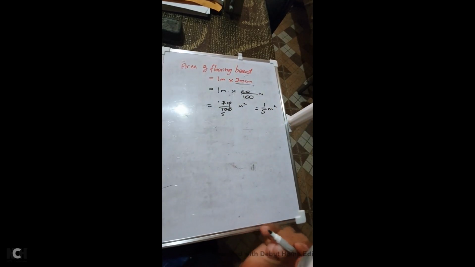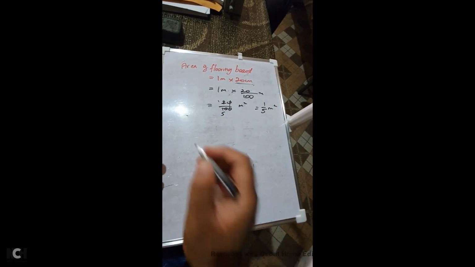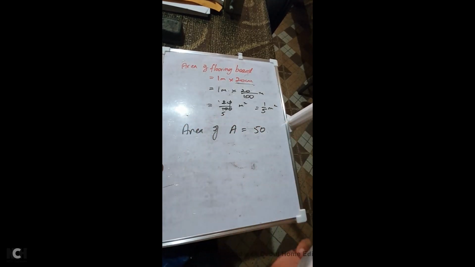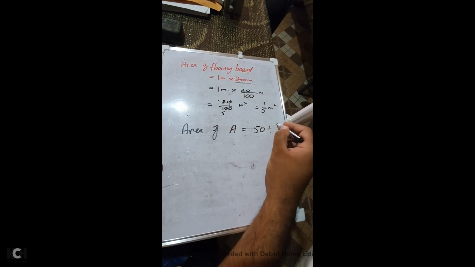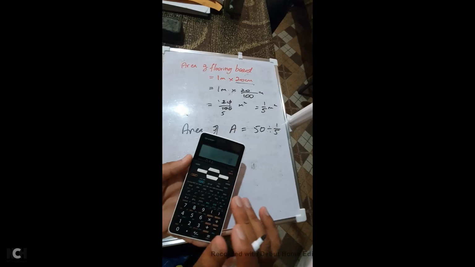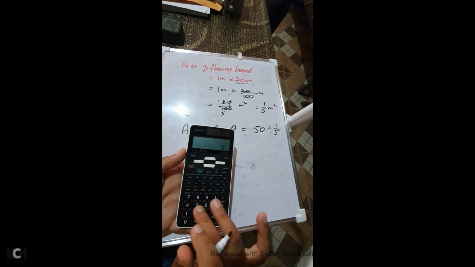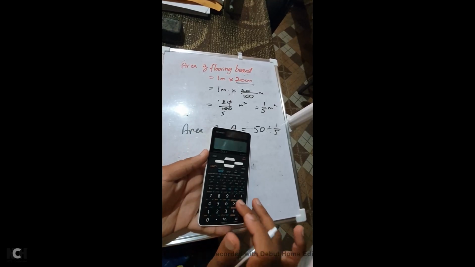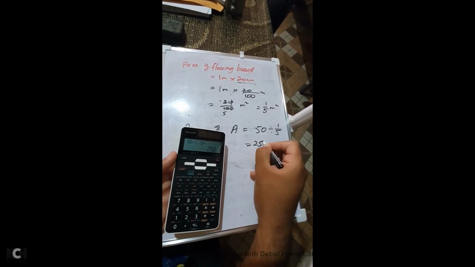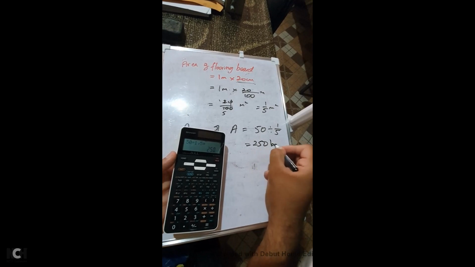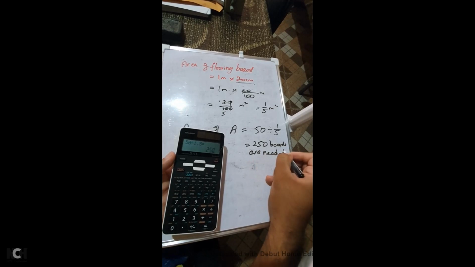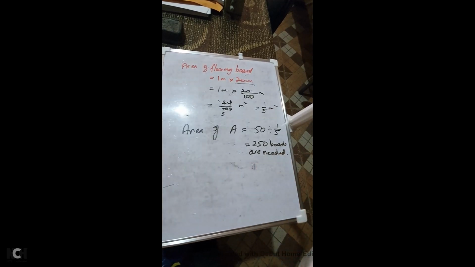And since we know it's just A we are dealing with, and the area of A is 50, we just divide this 50 by 1/5. So 50 divided by 1/5 will give us 250. So 250 boards are needed. Okay? And that's the end of this question.